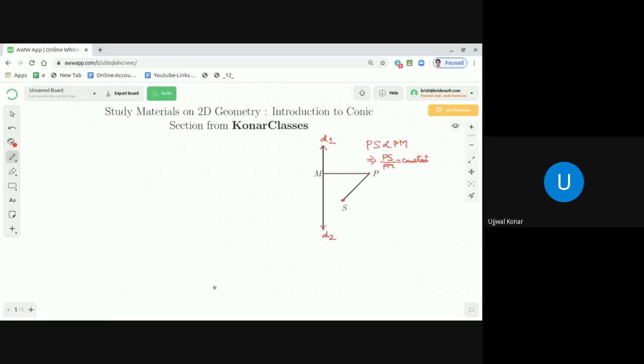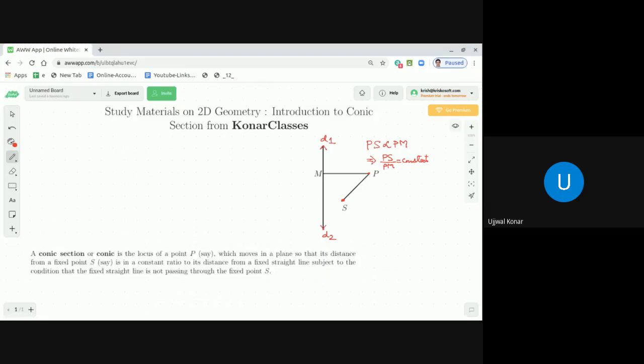So let me read out, dear students. A conic section or conic is the locus of a point P which moves in a plane so that its distance from a fixed point S is in a constant ratio to its distance from a fixed straight line, subject to the condition that the fixed straight line is not passing through the fixed point S. Then the locus of the point P, that means the curve traced out, is a conic.